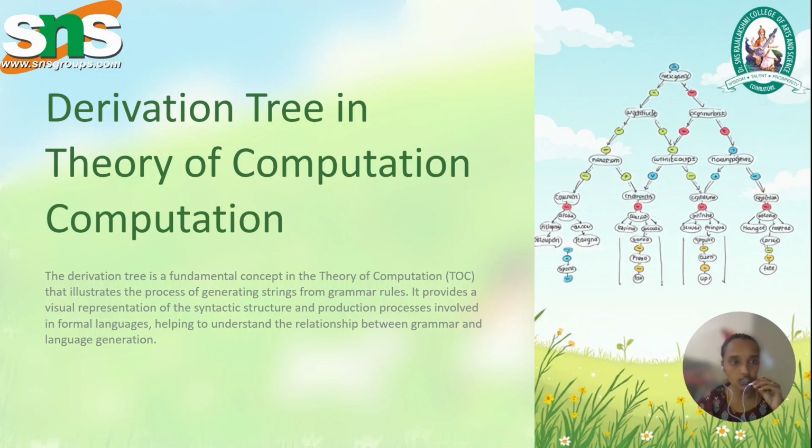Today, I am going to talk about the derivation tree in Theory of Computation. The derivation tree is a fundamental concept in TOC that illustrates the process of generating strings from the grammar rules. It provides a visual representation of the syntactic structure and production processes in formal languages, helping to understand the relationship between grammar and language generation.